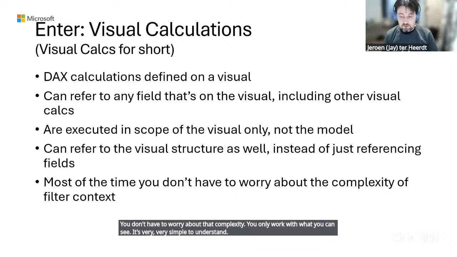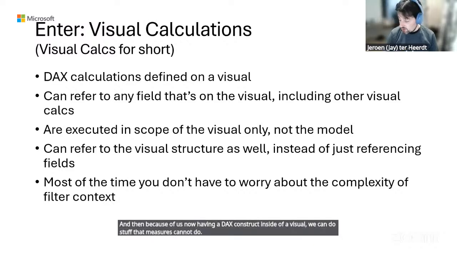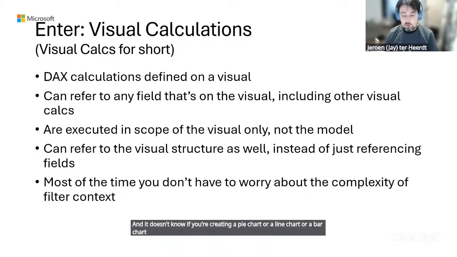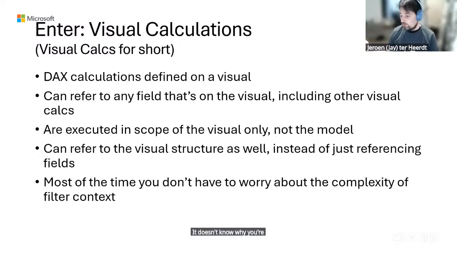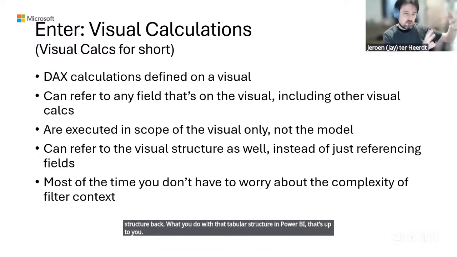And then because of us now having a DAX construct inside of a visual, we can do stuff that measures cannot do. Because measures, they don't know why they're being executed. For all intents and purposes, a measure is part of a database, and the only thing it does is get queries. It doesn't know if you're creating a pie chart or a line chart or a bar chart or a table. It doesn't know why you're executing this. It's just, oh, you're executing a query and I need to run this measure. Great, this is what I do. I give you a tabular structure back. What you do with that tabular structure in Power BI, that's up to you, right? So then Power BI creates a line chart.